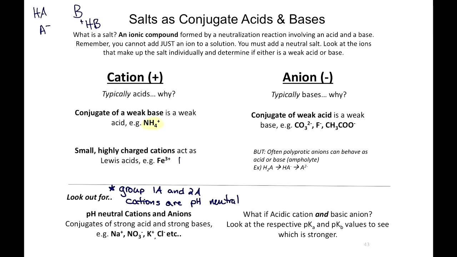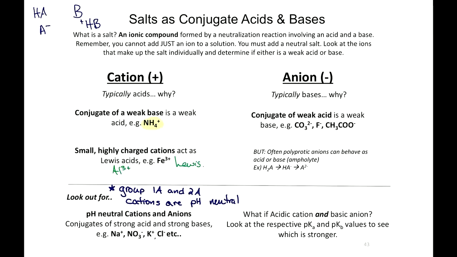Some examples of Lewis acids are very highly charged cations. Typically, these are transition metals, and we'll look deeper into this in a moment. So basically, in the cation slot, look for conjugates of weak bases, like ammonium, ethyl ammonium or something like that, or you want to look for highly charged cations, Lewis acids, like iron 3+, aluminum 3+. Those are two of them.